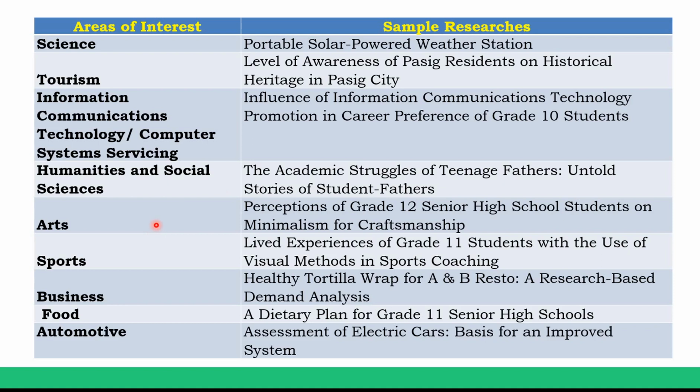For arts and design, perceptions of grade 12 senior high school students on minimalism for craftsmanship. Sports, you may look into lived experiences of grade 11 students with the use of visual methods and sports coaching. While in business, one example could be healthy tortilla wrap for A and B resto, a research-based demand analysis. For food, a dietary plan for grade 11 senior high school students. And finally, for automotive, assessment of electric cars, basis for unimproved system.